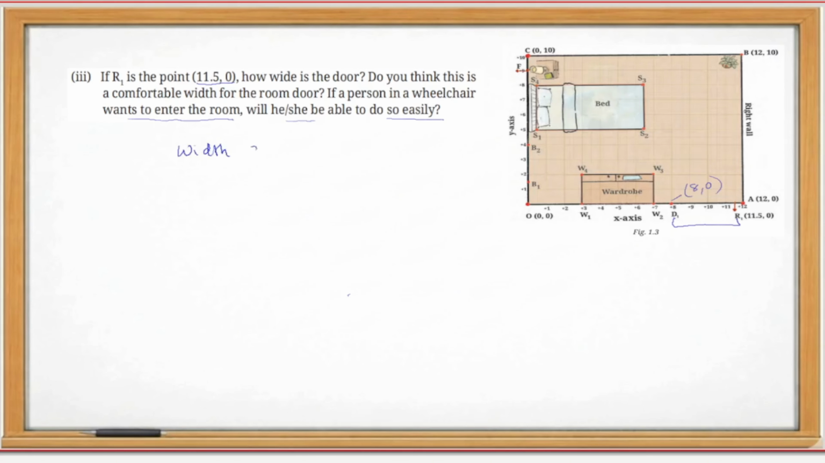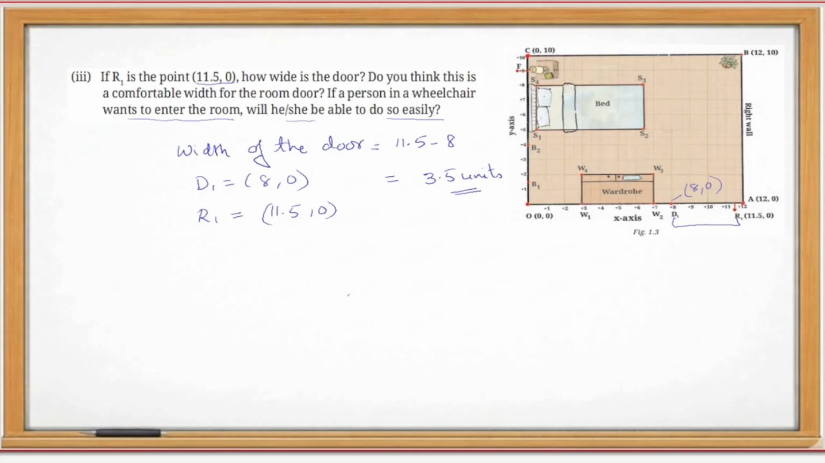Width of the door equals how much? D1 is equal to 8 comma 0, R1 is equal to 11.5 comma 0. If you subtract 11.5 minus 8, you will get 3.5 units. So the width of the door is equal to 3.5 units.